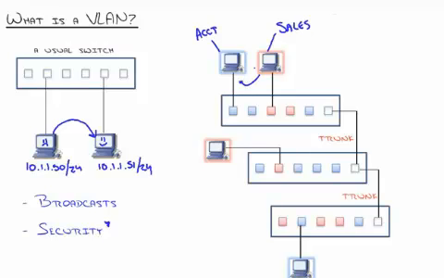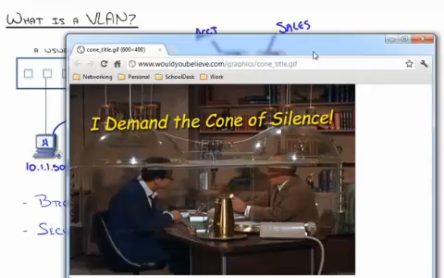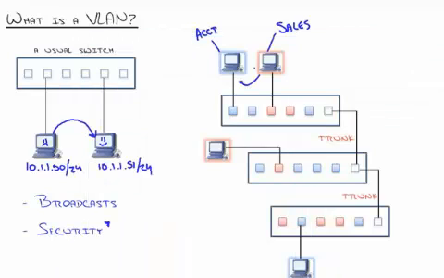There used to be a show called Get Smart. Maybe you saw it. And one thing that would always happen is there was always a guy who would demand the cone of silence, the main character. It was a way that they would prevent wiretapping. So think of this as the original VLAN, to where I demand a cone of silence between the accounting department and the sales department. I don't want anything to communicate between them. Well, when you use a VLAN, that's exactly what you get.